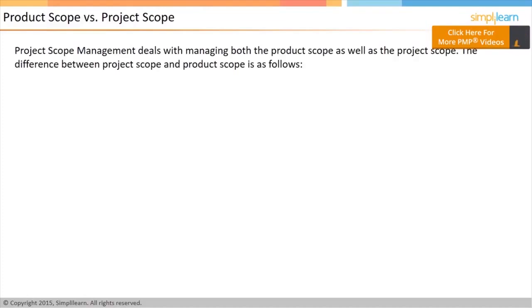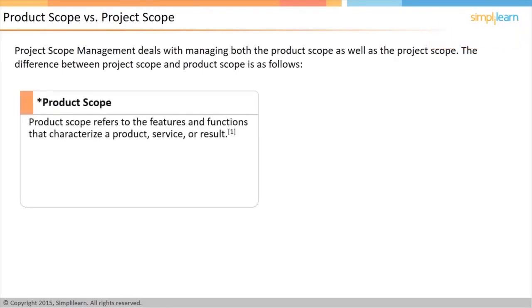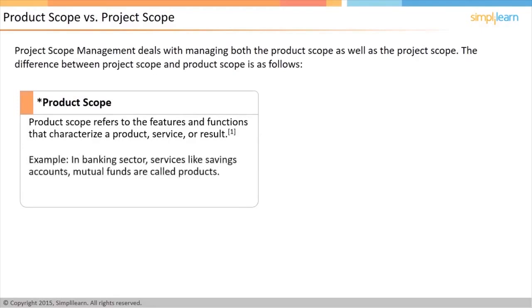Project scope management deals with managing both the product scope as well as the project scope. Product scope refers to the features and functions that characterize a product, service, or result. The word product may also include creation of a service. For example, in the banking industry, each of their services is called a product. Likewise, a savings account is one of their products.